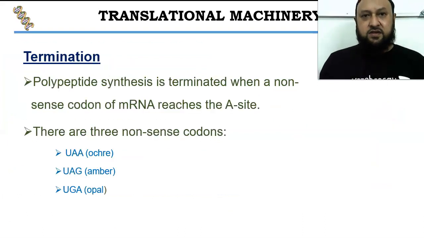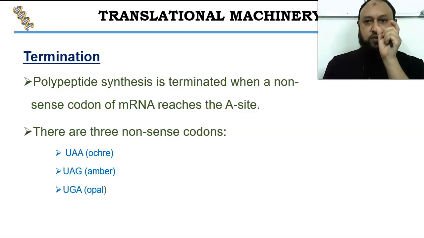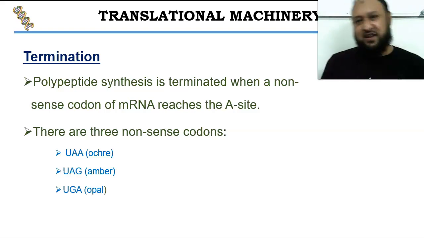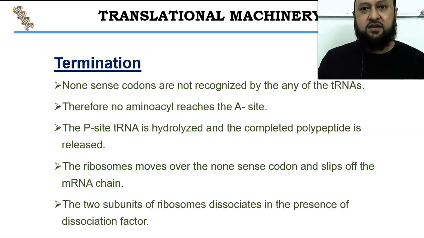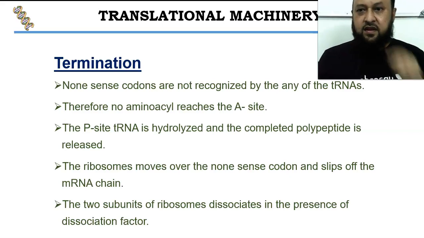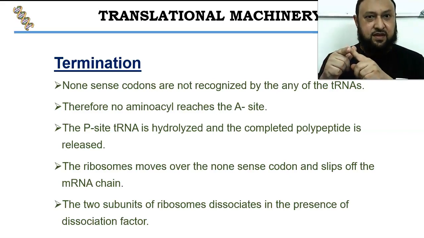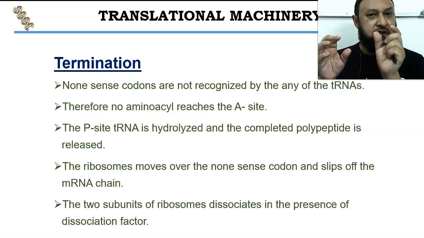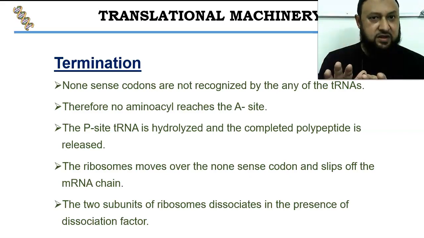Now termination. As I have already told you, once it finds the stop codon, also called the nonsense codon, then it stops. There are three nonsense or stop codons: UAA, UAG, and UGA. The translation process which began with initiation, and then elongation, has found the stop codon, and now termination will take place.